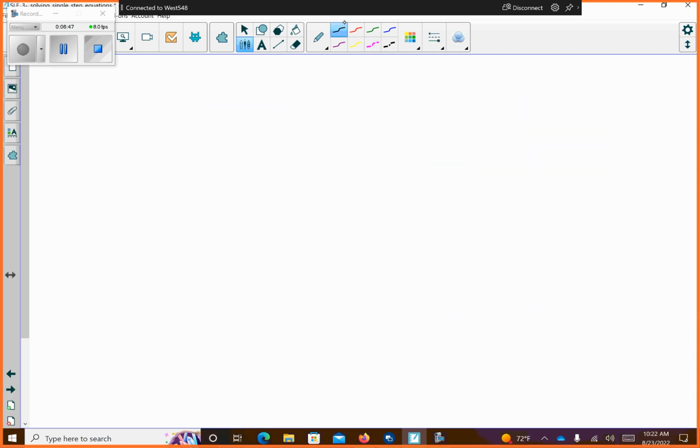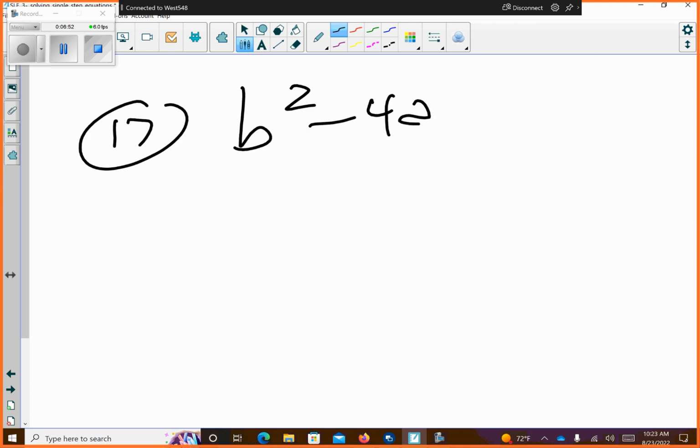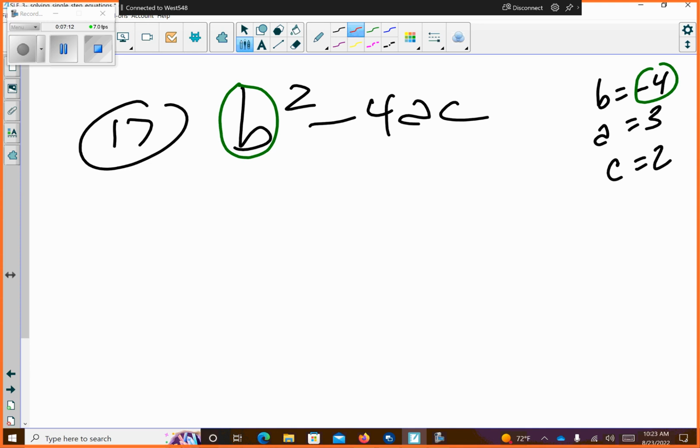B squared minus 4AC. And they told us that B is equal to negative 4, A is equal to 3, C is equal to 2. Okay, we agree so far? So I'm going to take this and replace it here, take this and replace here, and take this and replace it there.